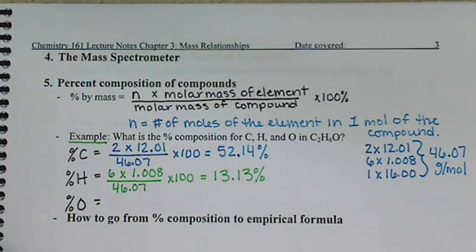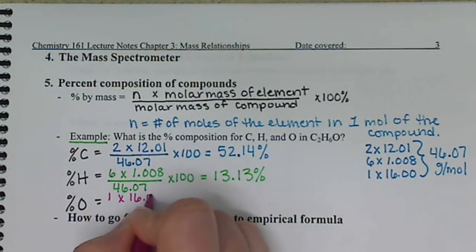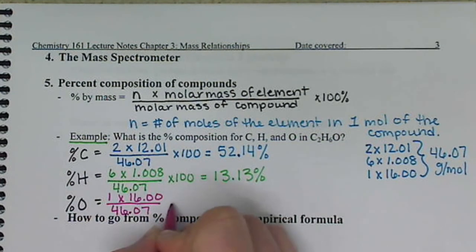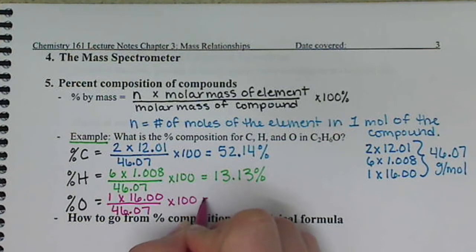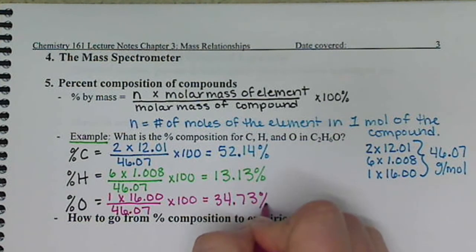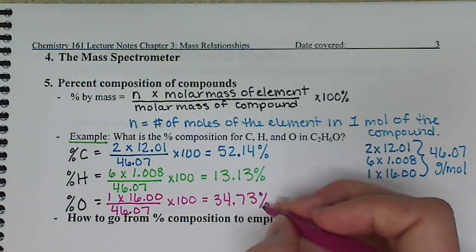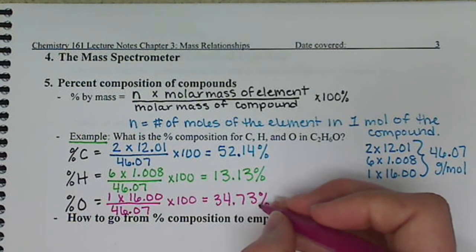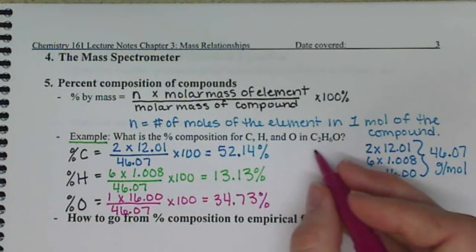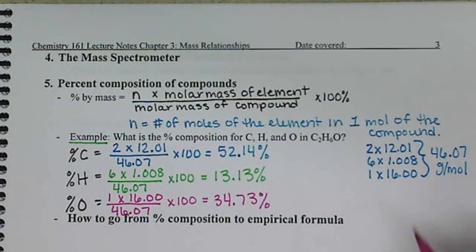Oxygen here, we have only 1 oxygen times 16.00. Divide by 46.07 times 100. We get 34.73%. So roughly a third of the mass is from oxygen, half of it is from carbon, and the remaining amount is from hydrogen.